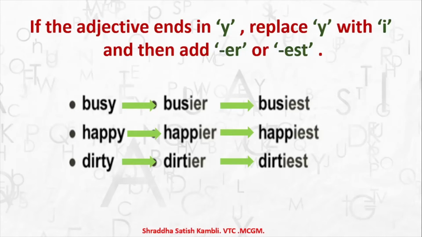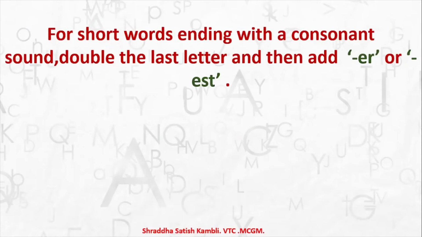Is there anything else to be done? Let's see. Yes. For shorter words ending with a consonant sound. Consonant sound means the sound of all the letters of the alphabet except for A, E, I, O, U. So A, E, I, O, U are the vowels and the others are the consonants. So for words which are short and which end with a consonant sound, double the last letter. So repeat the last letter and then add ER or EST. When we look at the rule like this, it might be confusing. That is why we have the examples.